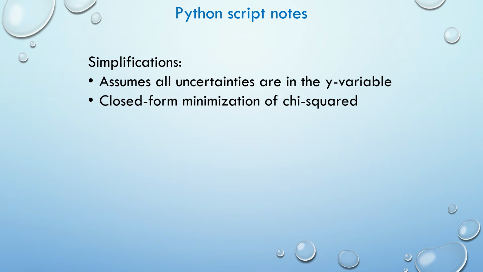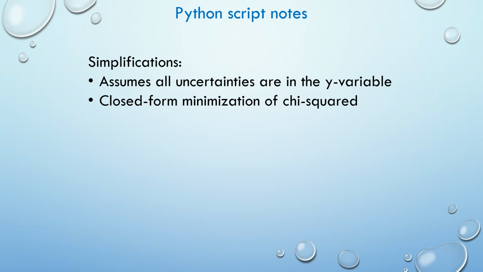Links to Python scripts that run in Google Colab and can be modified to do chi-square analysis in your experiments will be posted in the video description. To make the code short and understandable, two simplifications are used. First, all uncertainties are assumed to be in the y variables, not the x variables. This is a reasonable assumption in physics experiments where we can usually precisely vary the independent variable, for example, adding known masses or varying an angle.